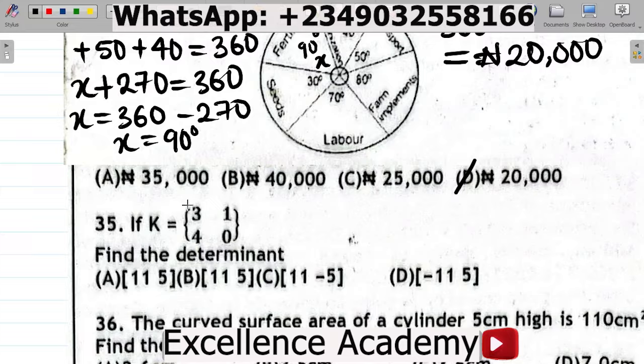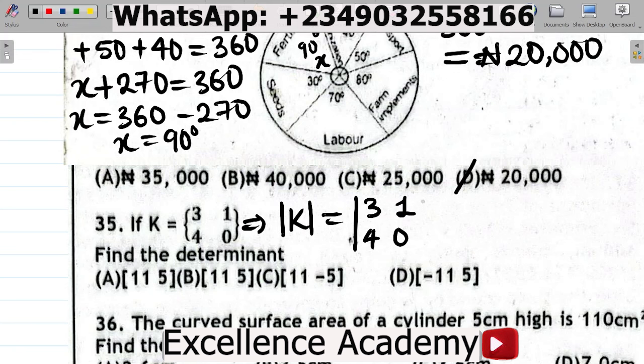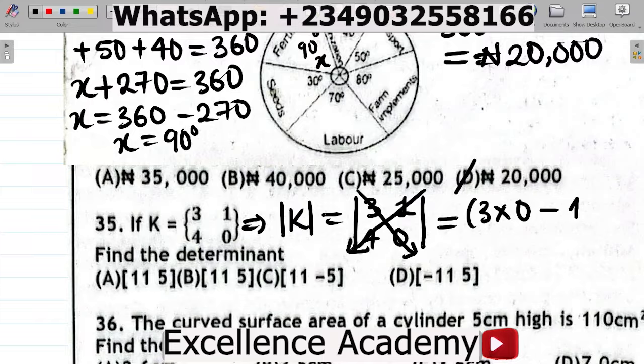To find the determinant, we'll have that the determinant of K is this, which is equal to 3140. To find the determinant, it's as simple as multiplying the numbers in your principal diagonal, which is this and this. So it becomes 3 times 0, minus the number in the other diagonal, which is 1 times 4. This would be equal to 3 times 0 is 0, minus 1 times 4 is 4. 0 minus 4 is minus 4. So the correct answer to this question is minus 4.